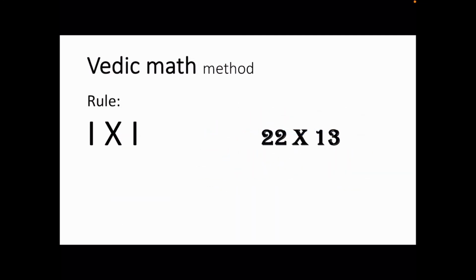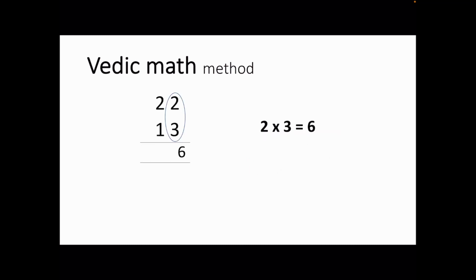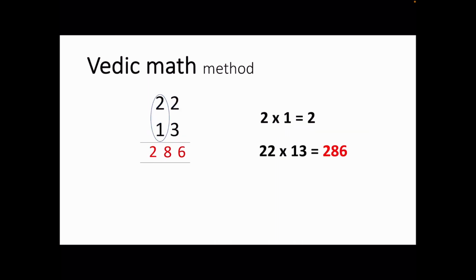Next up, we have the Vedic math method. In this, our rule is 1, x, and 1. You'll understand more about this rule, but all we need to know is that we start from the right-hand side. Our question is 22 into 13. So we're going to do 2 into 3, and the rule was 1. So 2 into 3 gives us 6. Next was x, right? So we're going to do 2 into 3 plus 2 into 1. That'll give us 8. Next, the final one. That'll be 2 into 1. That'll give us 2. So 22 into 13 is equal to 286.